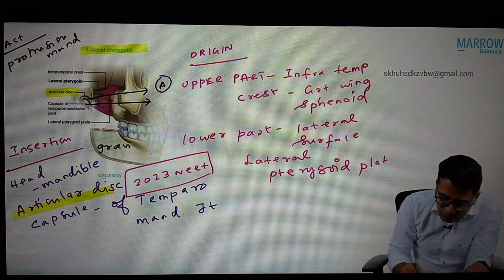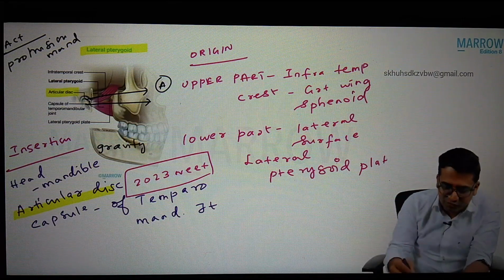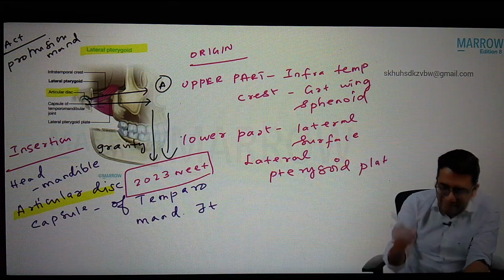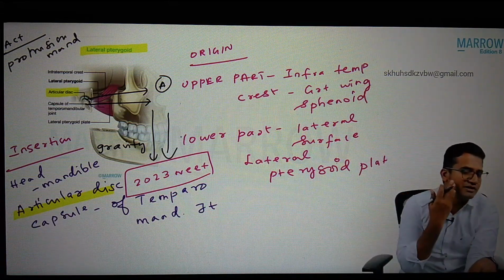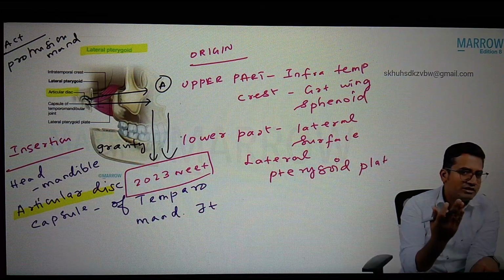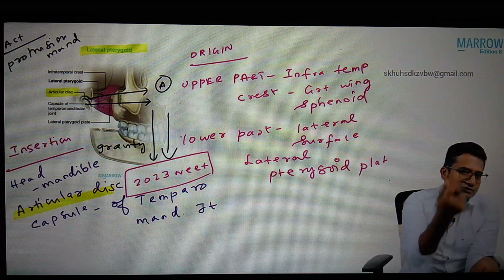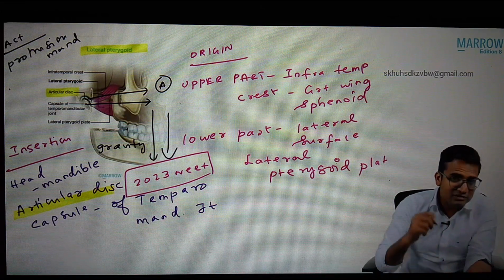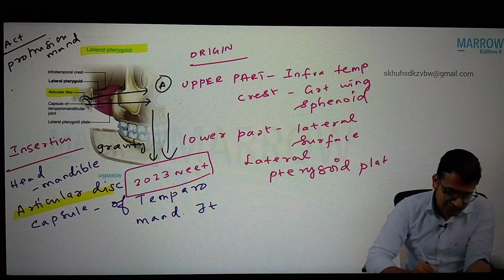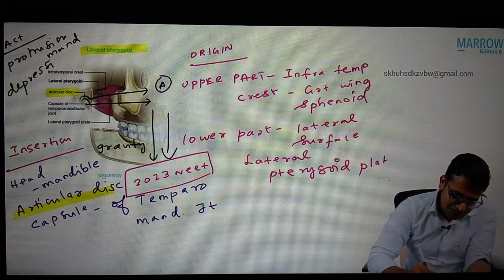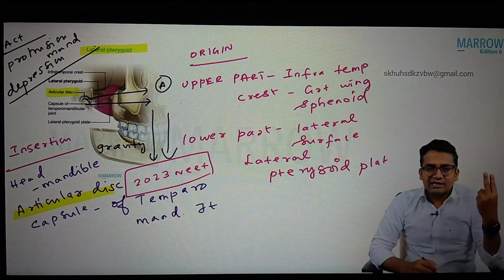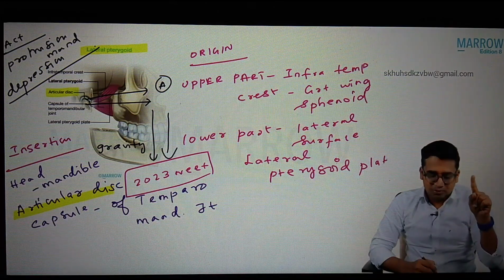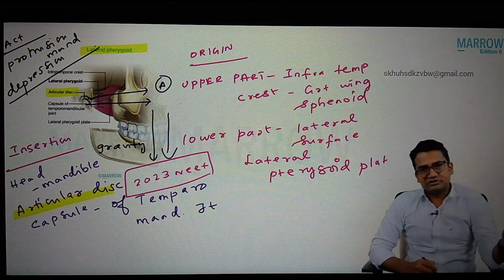Now, the gravity is waiting for this chance only. What will the gravity do? The gravity easily pulls the mandible down. The mandible is moving inferiorly. That is called depression. So, now we have two actions for the lateral pterygoid muscle. Number one, protrusion. Number two, depression.